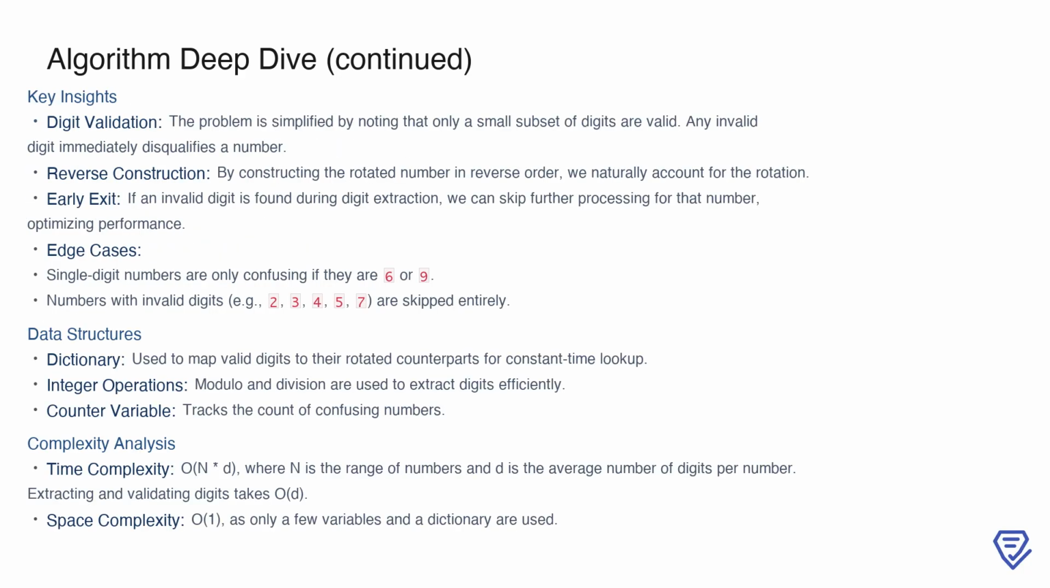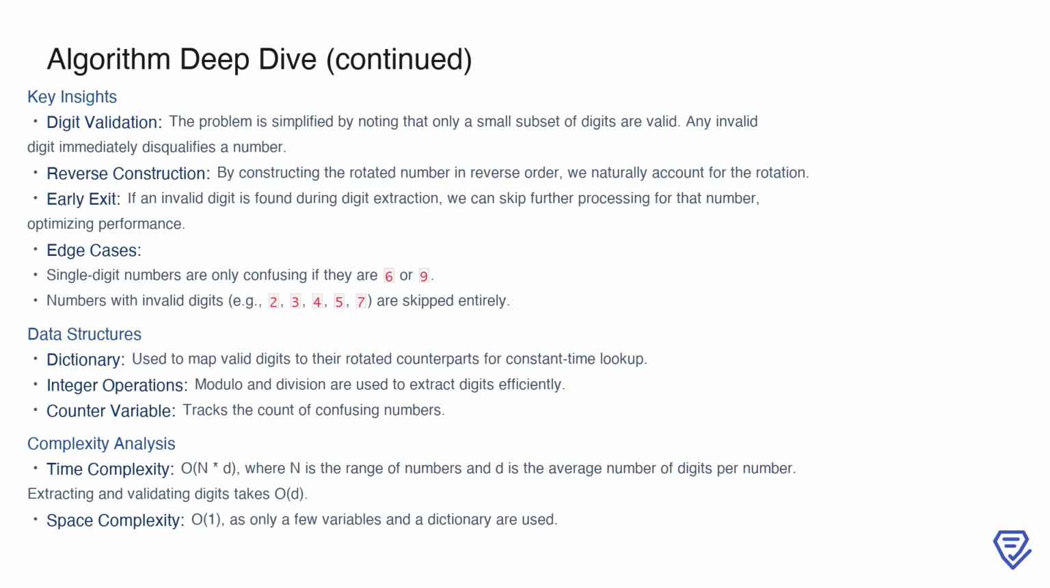There are several key insights that simplify this problem. First, the validation of digits is critical, as only a small subset of digits is valid for rotation. If a number contains any invalid digit, it can be skipped immediately, saving computational effort. Second, constructing the rotated number in reverse order naturally accounts for how the digits appear when flipped. This eliminates the need for complex transformations. Third, an early exit strategy, where we stop processing as soon as an invalid digit is found, further optimizes performance.